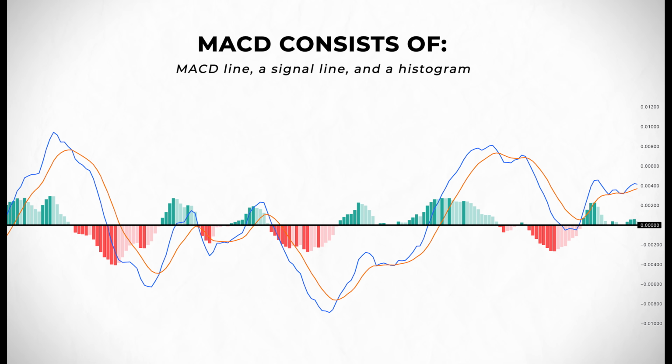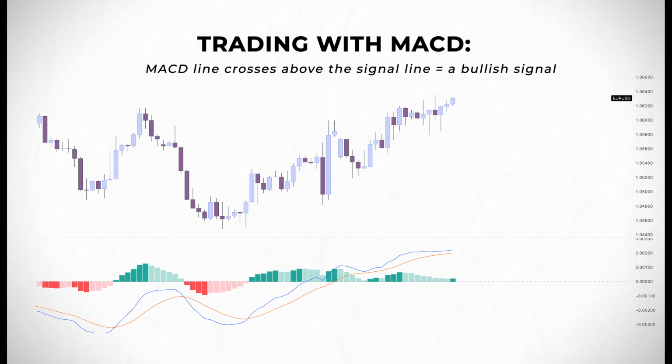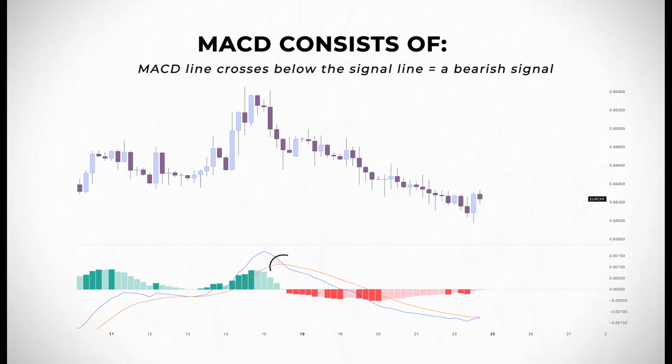And in many cases, the most popular way to trade MACD is to look for signal line crossovers in order to generate buy or sell signals. So for example, when the MACD line crosses above the signal line, it's a bullish signal suggesting it may be time to buy. Conversely, a cross below the signal line might indicate a bearish trend, signaling a potential sell opportunity.